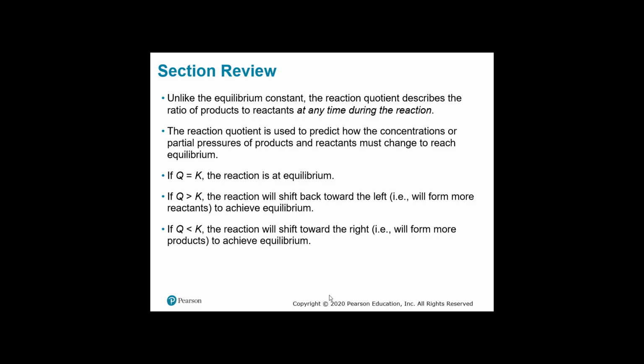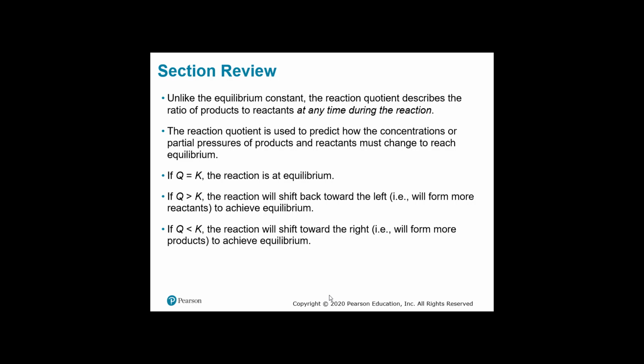The reaction quotient depends on the current state of the reaction and has many different values as the reaction proceeds. So that's a big difference here. We have one that must be at equilibrium, and we have one that we can check anytime during the reaction, and we'll have many values for it. The reaction quotient is used to predict how the concentrations or partial pressures of the products and reactants must change to reach equilibrium.